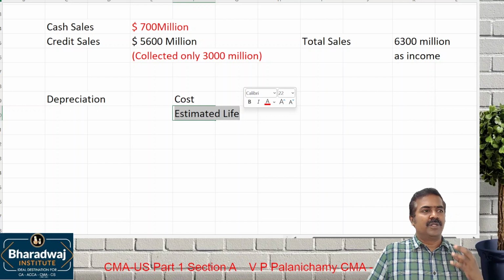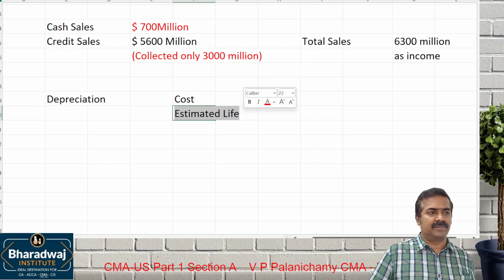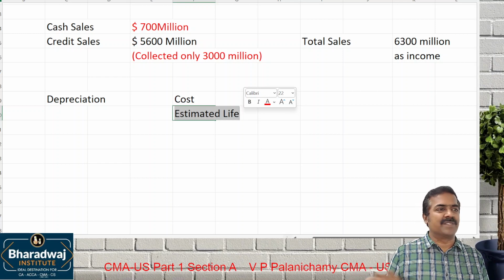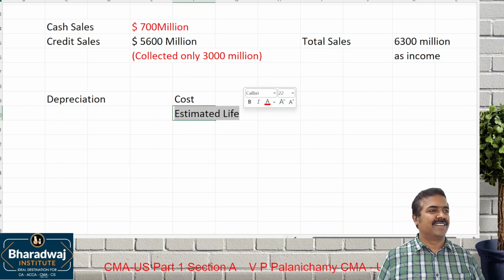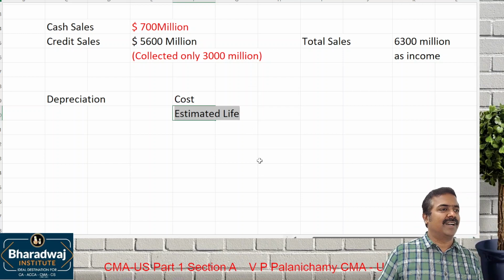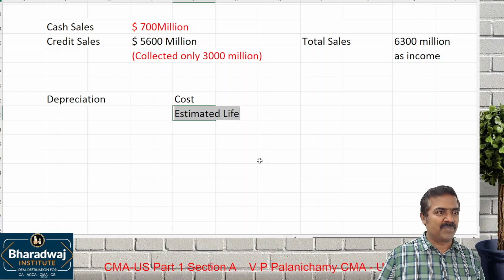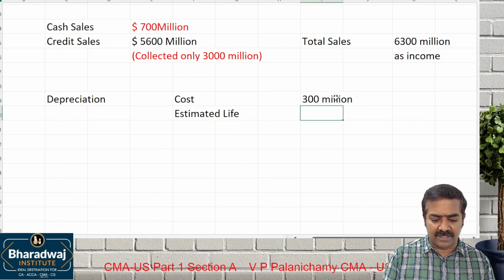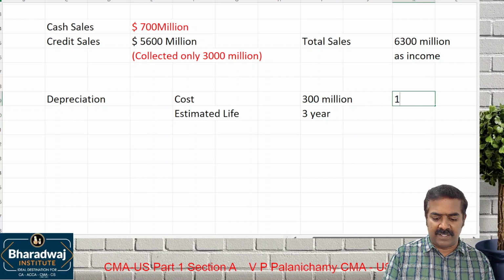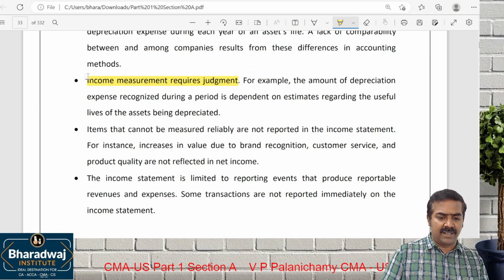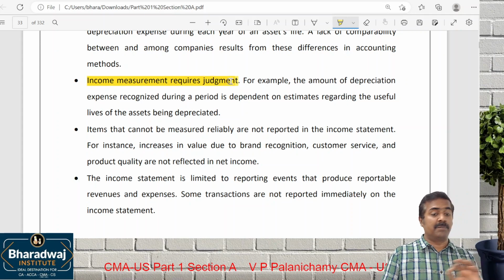You are buying a machine and estimating that the life will be 5 years. Is it accurate? If you want to charge more depreciation, you can say life is only 3 years. If you want to charge less depreciation, you can say life is 10 years. So I can estimate the life based on my own thinking. If I want to show more income, I will take the estimated life as 10 years. If I want to show less income, say the cost of the asset is 300 million and the estimated life is only 3 years, I will charge a depreciation of 100 million every year and understate my income. That is the negative side. Income measurement requires judgment, and the judgment may be right or wrong.